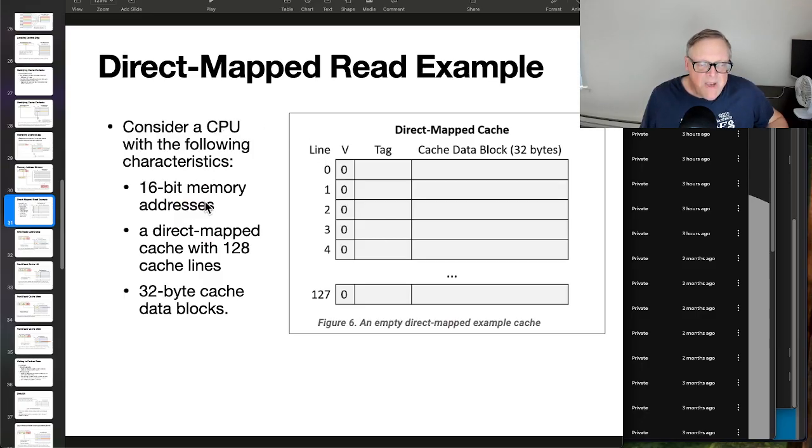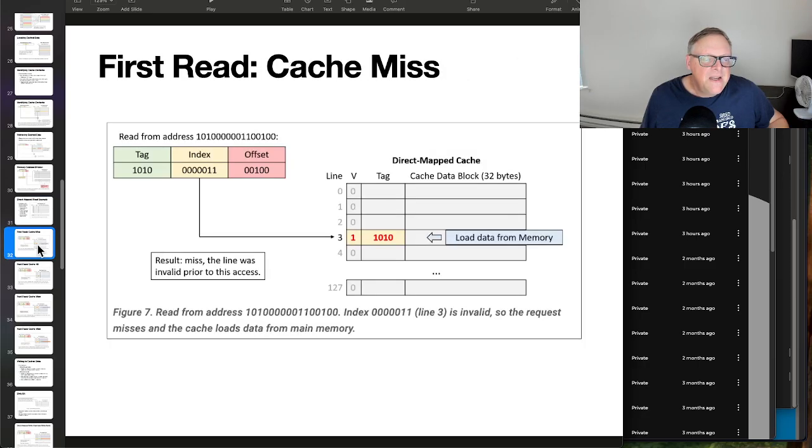CPU with 16-bit memory addresses and 128 cache lines, and 32 bytes of data in each block, then if you did the first read and the cache is empty, of course it will have to be a miss. It will go here and not find the data, because we just turned on the computer, so there's nothing in the cache. Even turning on a computer wouldn't cause that in reality, but we're going to start from such a case. So it will load from memory location 1010 and load it here, and we're going to mark that as valid because it does have a valid copy of the contents of memory.